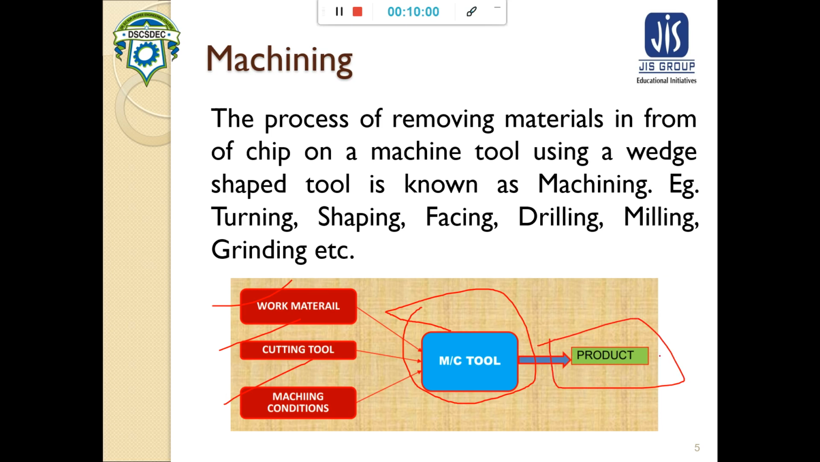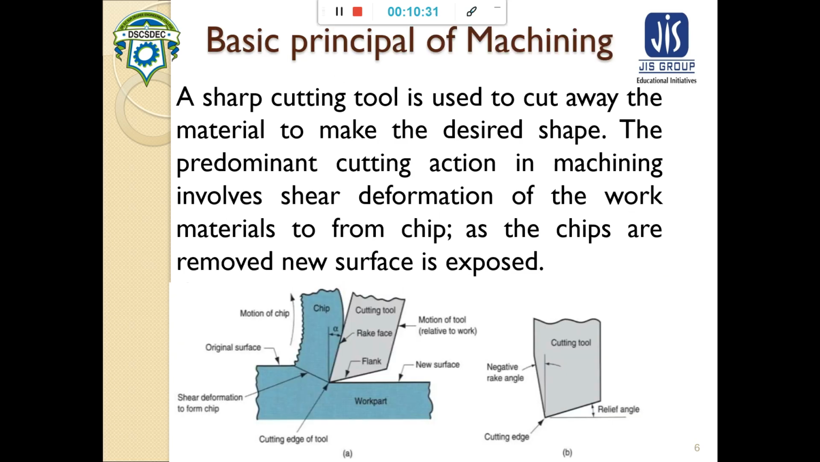So in one word, machining is a material removal process, and the material is removed in the form of chips. This chip formation or material removal can be achieved by using a wedge-shaped tool, that is called a cutting tool. So that's it. Now this is machining. Now what is the basic principle?